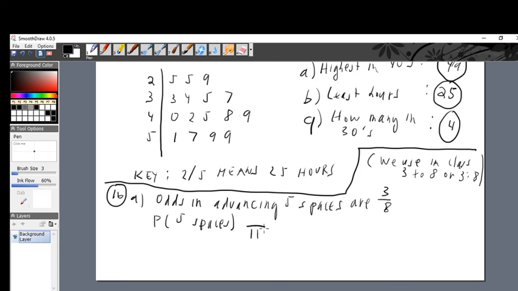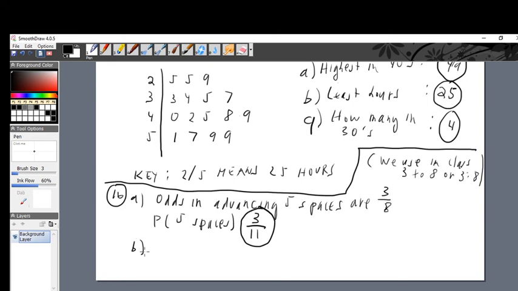That's our denominator. And what's this? Odds of advancing 5 spaces is 3 to 8. So we're interested in advancing 5 spaces as well. So our answer is 3 over 11, because the 3 represents advancing. Okay. B, we have a little bit more time here.